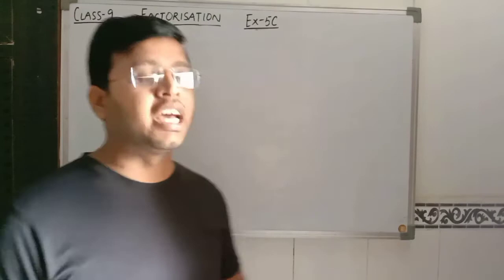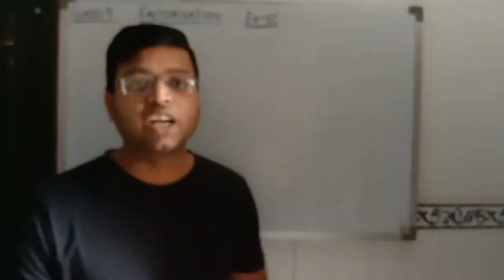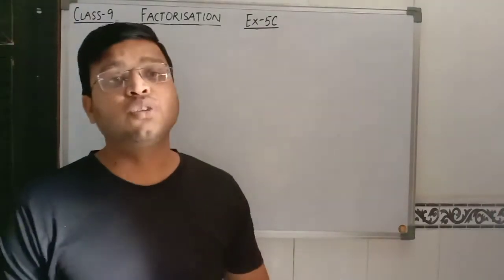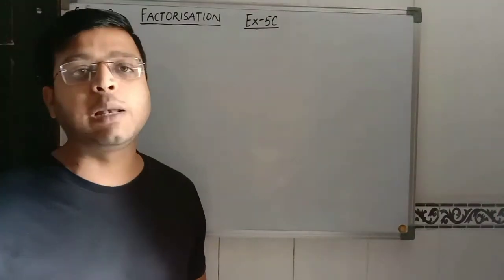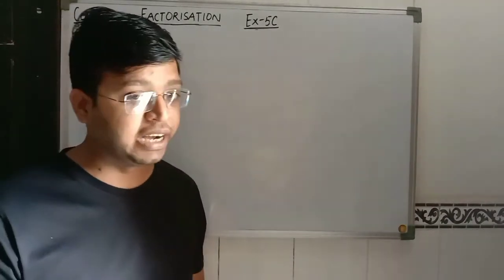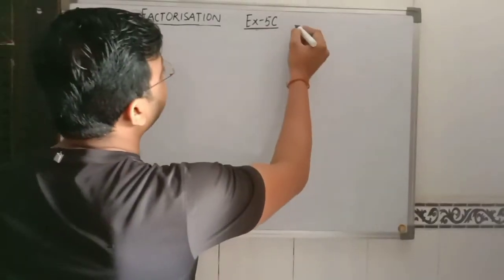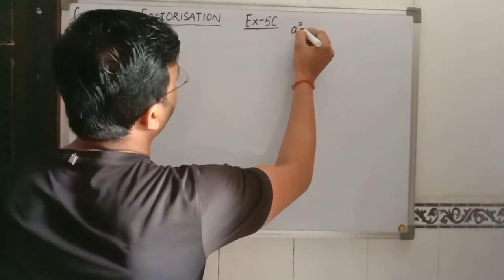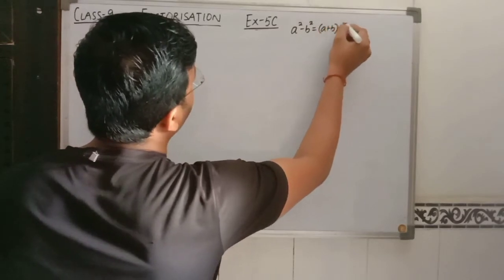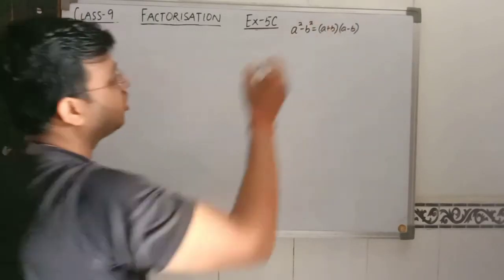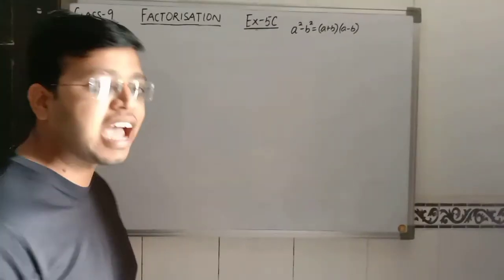In today's series, we are going to study exercise 5C of factorization related to Concise Mathematics. In the last video, I explained factorization with the help of middle term splitting. But right now, in exercise 5C, the identity which we have to use is a square minus b square is equal to (a plus b)(a minus b). I hope this is the favorite identity of so many students because this is a very easy identity also.